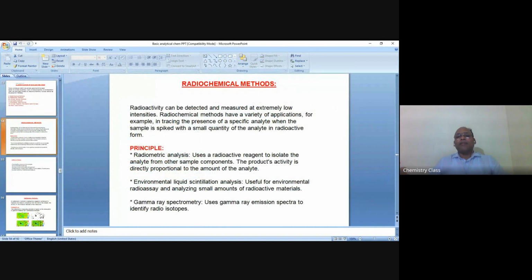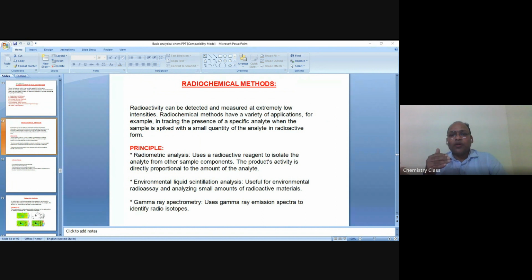Then radiochemical methods. What are radiochemical methods? Radioactivity can be detected and measured at extremely low intensities. So first, low intensity is essential. This is most important because, as I told you, of radioactive elements. Radiochemical methods have a variety of applications, for example in tracing the presence of a specific analyte when the sample is spiked with a small quantity of analyte in a radioactive form.